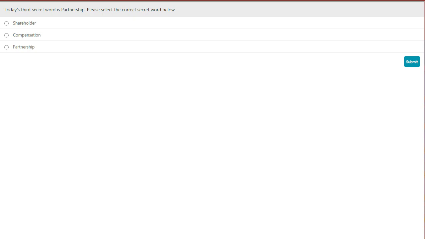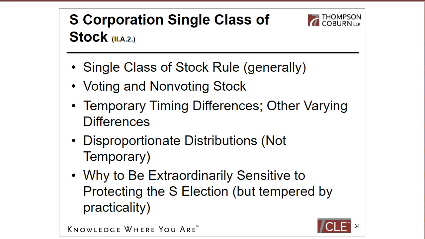Now let's go on to the last segment here, S corporation single class of stock rules. I already alluded to these a little bit, so I guess I put the cart before the horse, but I thought it'd be worth it since we talked about the issues on state income tax distributions, or deemed distributions when you withhold state income tax. We talked about the split dollar issue. So let's get into the S corp single class of stock rule.